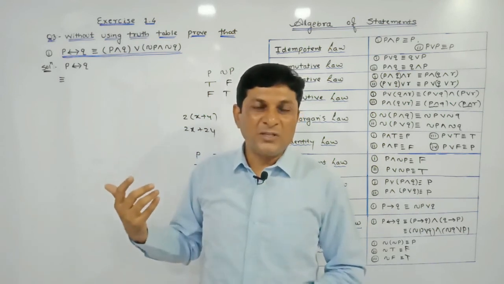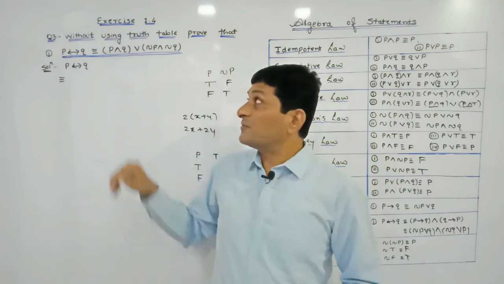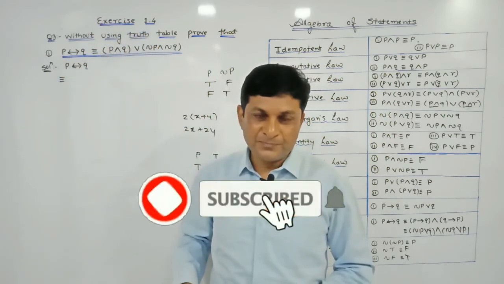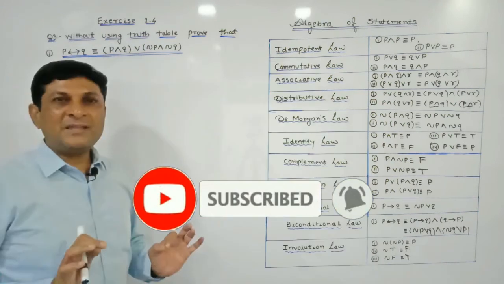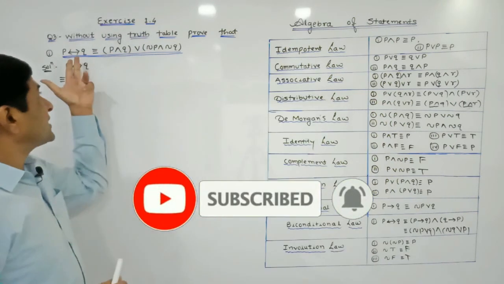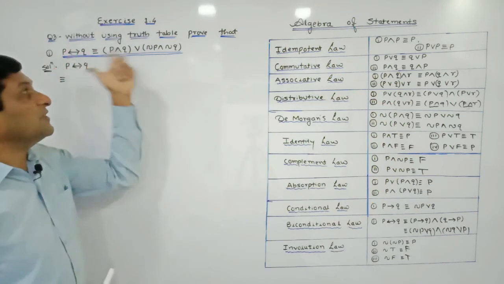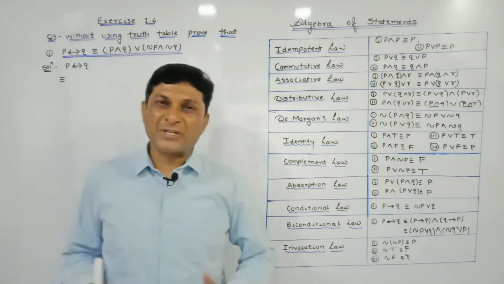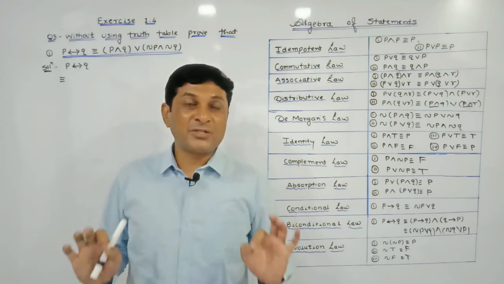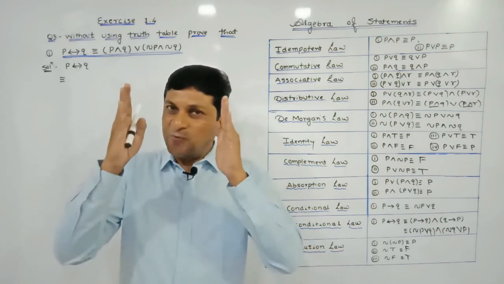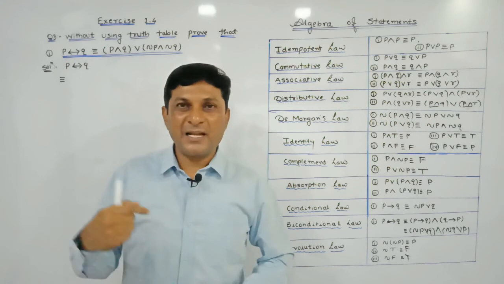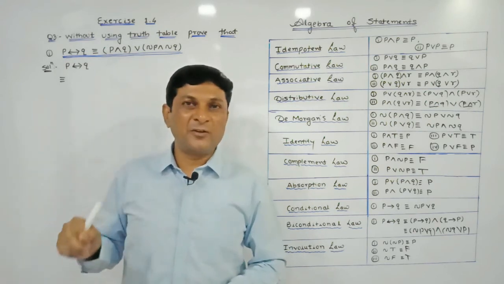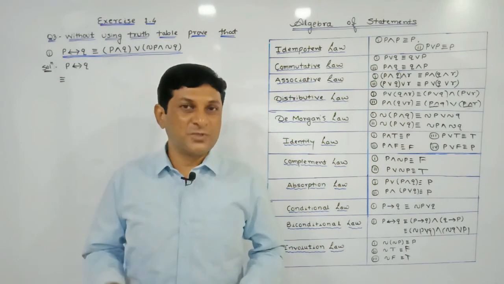So let us try to solve this example. The first two questions from this exercise we already completed in the last lecture. Now we are solving question number 3. In this question, we have to prove that two statements are equivalent, but without using a truth table. Already we have seen how to show that two statements are logically equivalent by constructing their truth table. If the truth values are identical, at that time we can say that two statements are logically equivalent. But here the question is to show that two statements are equivalent without using a truth table.